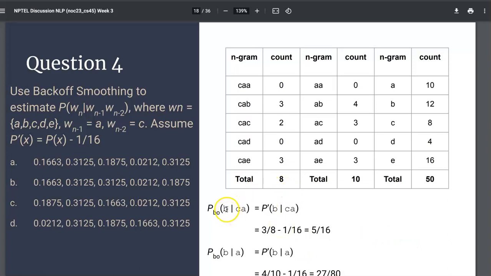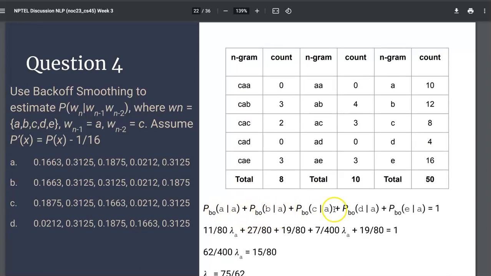Similarly, you can find the probability of B given CA. As I have said earlier, for B given CA, you don't need to find any lambda, because CAB is already present. But here the only catch is that you need to discount it. So just 3 by 8, and you will discount it by 1 by 16. So you will get the probability. Similarly, B given A, this diagram thing also you can find because AB is there, but you just need to discount it.